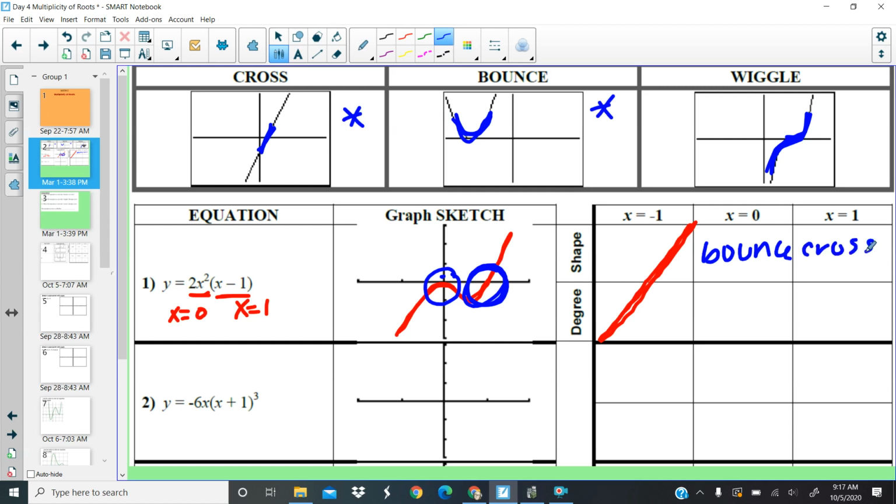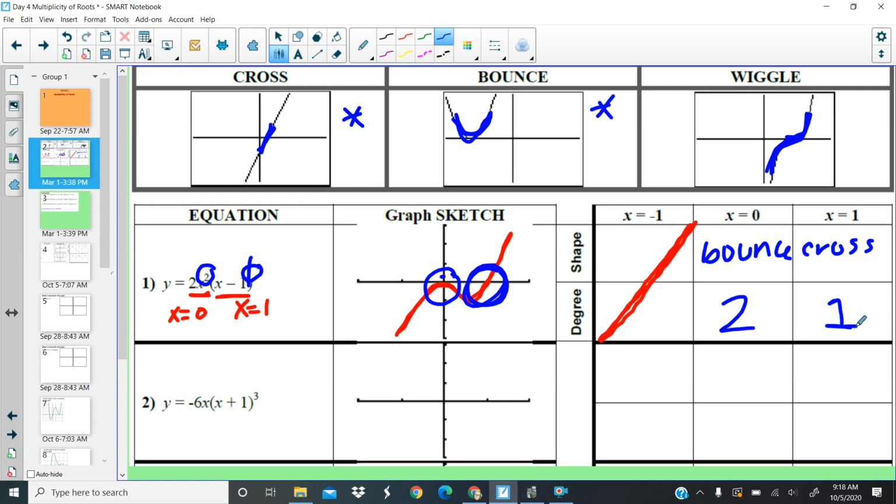And then we need to look at the degree or the exponent that each of these factors had. The factor for x equals 0 has an exponent of 2. And the factor for x equals 1 has no exponent. If there's no exponent, then the implied exponent is just 1.